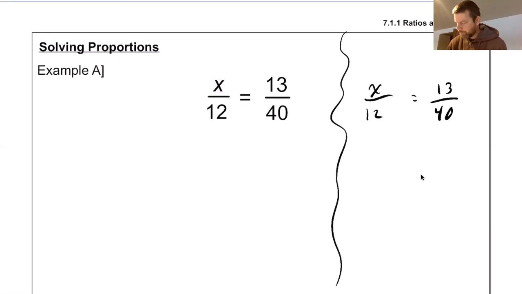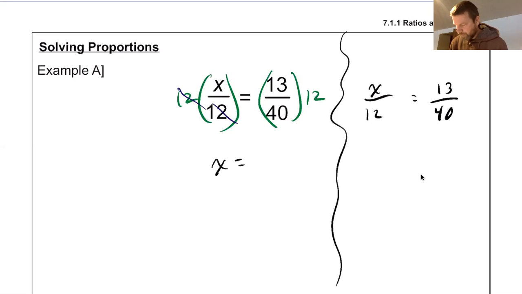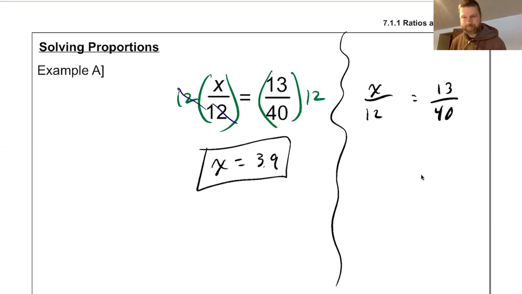Times 12. Times by 12. Exactly right. Very good. We multiply both sides by 12. Those 12s cancel out. I get x by itself. And then on the other side, it's just 13/40 times 12. That I would use my calculator for. 13/40 multiplied by 12. I get 3.9. And it is done. All right, a problem like that.